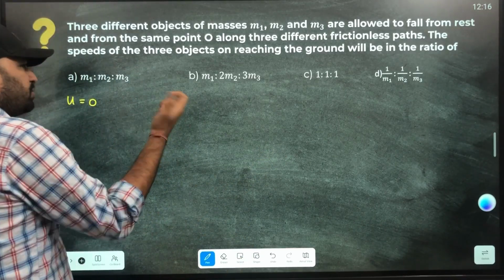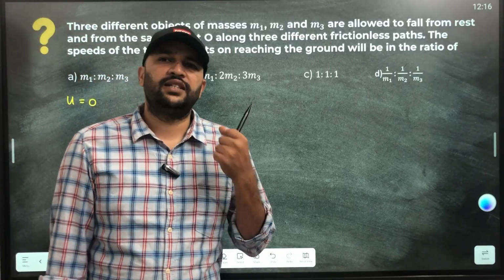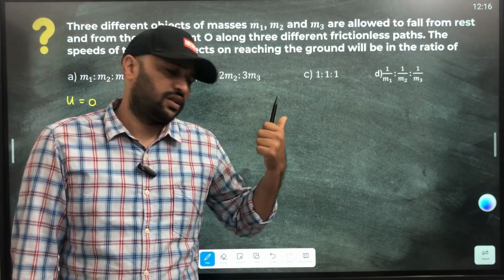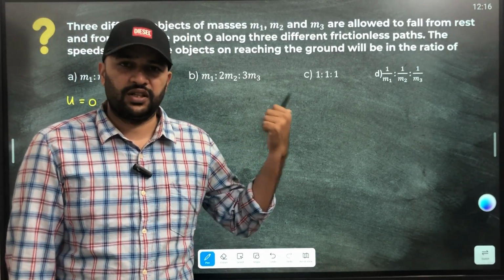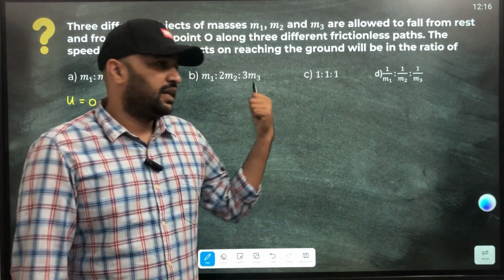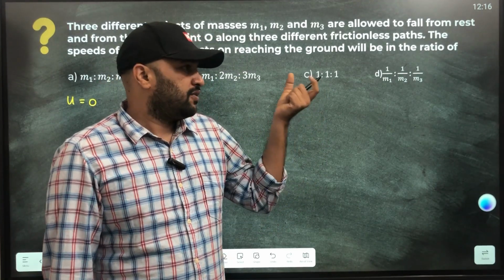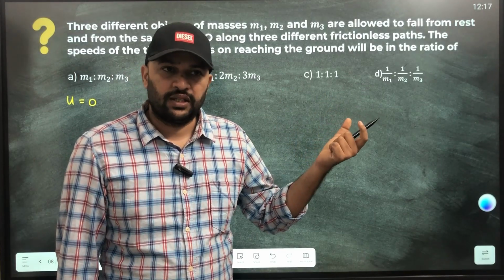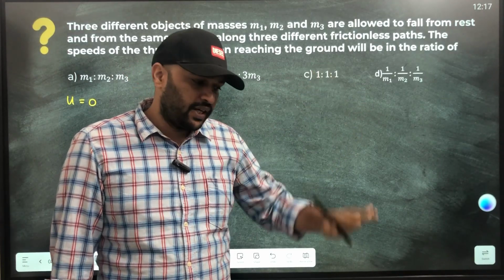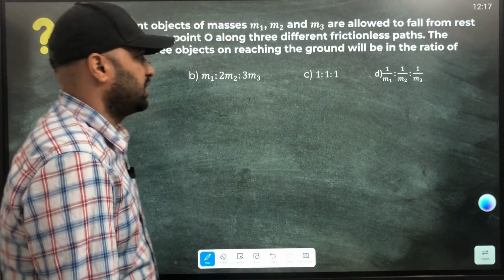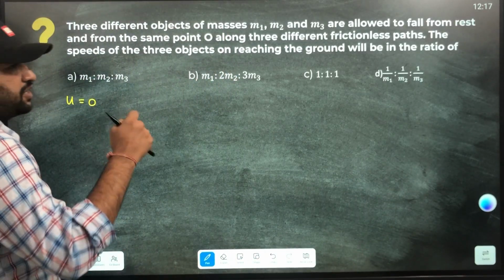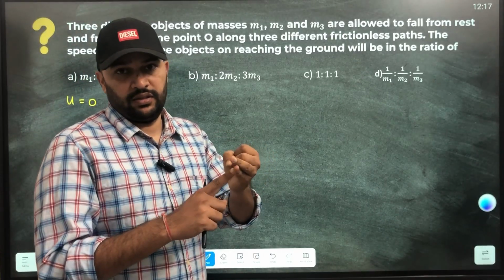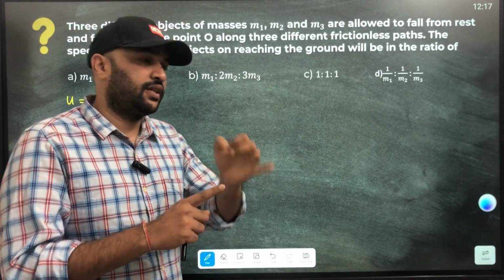Now this is a very crucial part you have to remember whenever you release any object. I have discussed this particular thing in the previous lecture also. In case you have not watched, go through it, the link is in the description. So if you are releasing any object or more than one object from the same height, the moment it reaches the ground, they will have the same velocity. So the condition is what? Same height. If the height is different, things will be different.